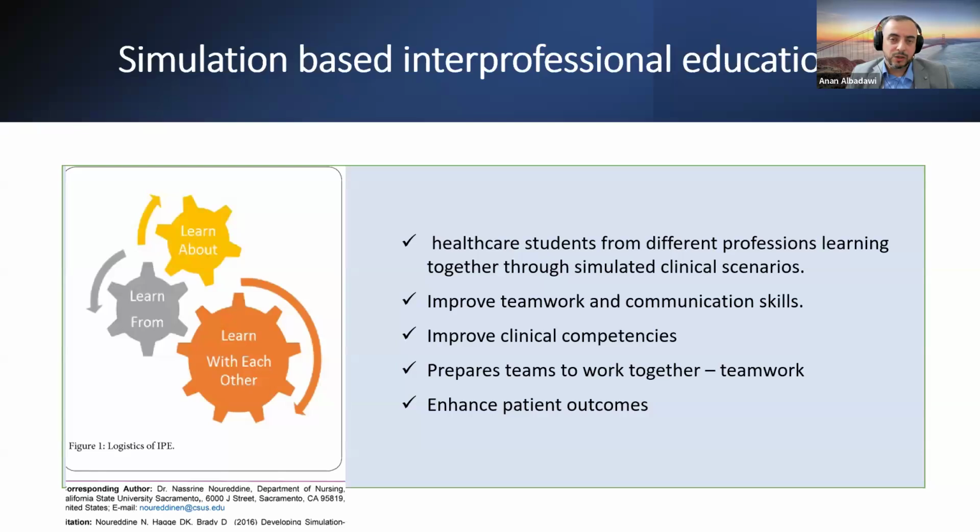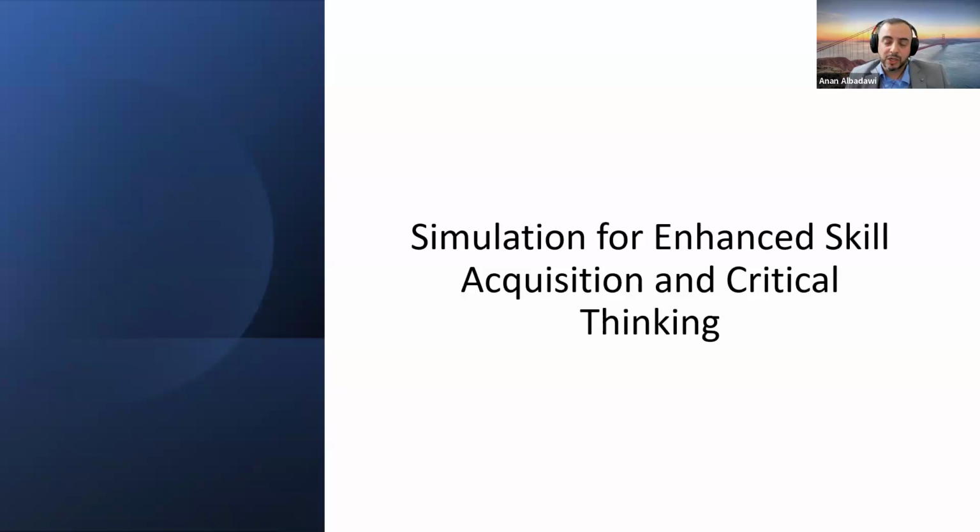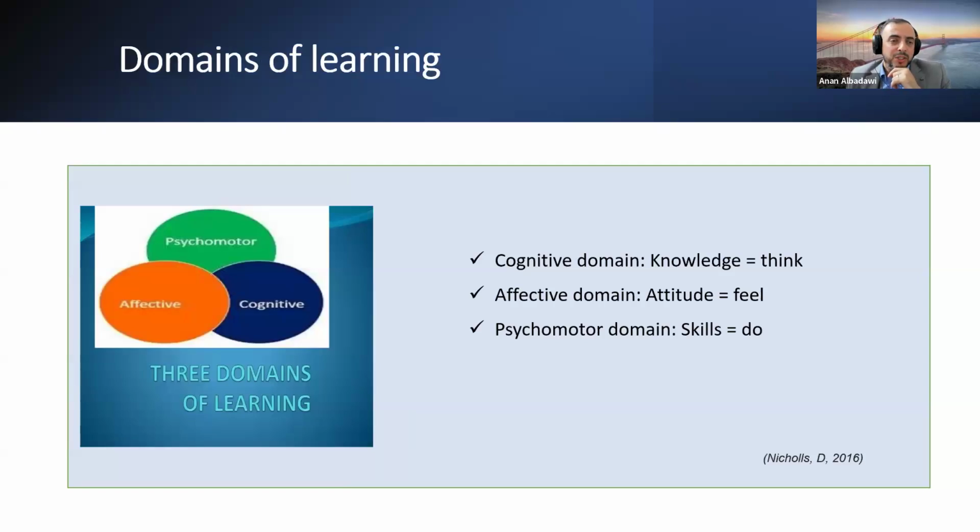So this is the end of our second theme. Now we are heading to the next theme, which is the simulation for enhanced skills acquisition and critical thinking. So let's talk initially about the domains of learning. When we talk about the domains of learning, we are referring to three. We are referring to the cognitive domain, which is concerned with the knowledge acquisition, the affective domain, which is concerned with the attitude or the reaction of the learner towards an activity, the change of the thinking or the behavior towards a certain situation at the end of any learning process. And finally the psychomotor domain, okay, which is concerned with the skills acquisition.